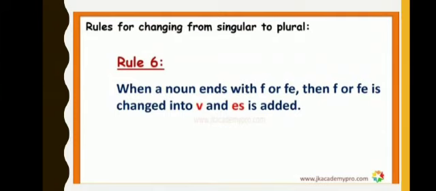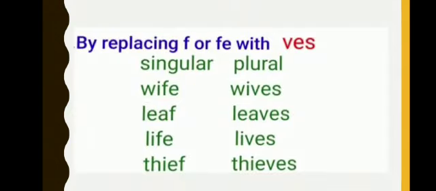Rule number 6. When a noun ends with F or FE, then F or FE is changed into V and ES is added. Let us learn some examples. Singular, plural. First example, wife, wives. Here the word wife ends with the letters FE. So to make it into plural form, we have to replace the letters FE with VES.